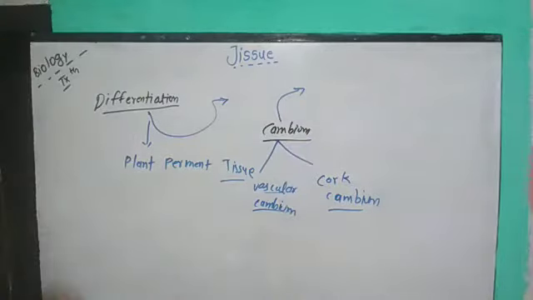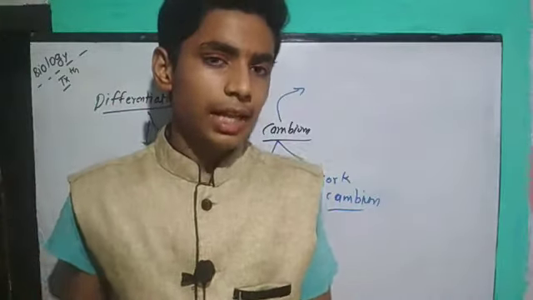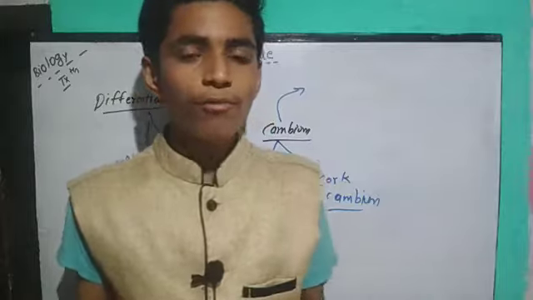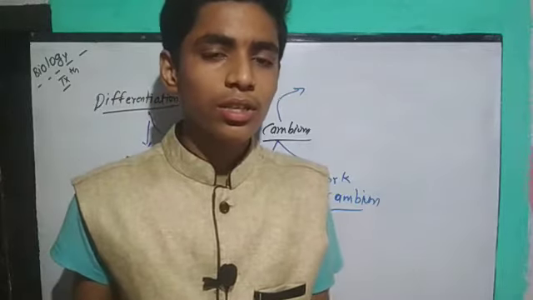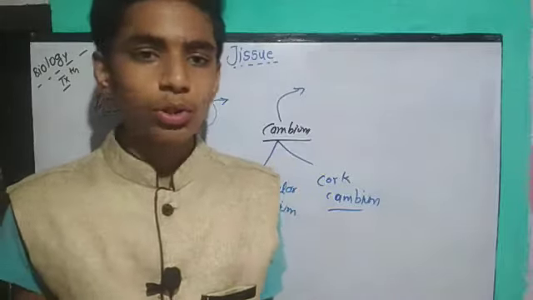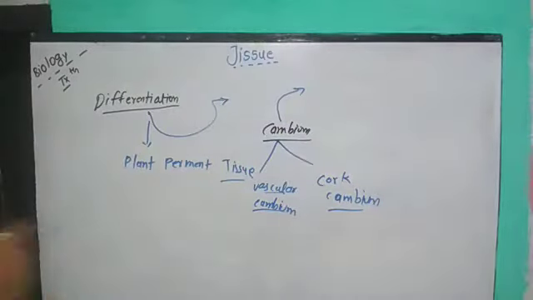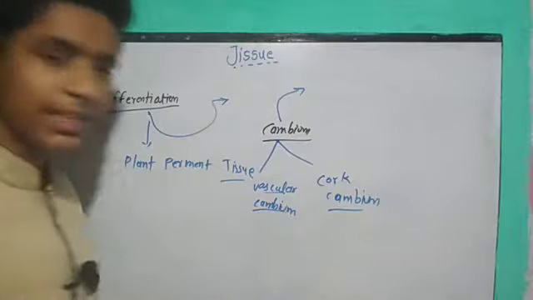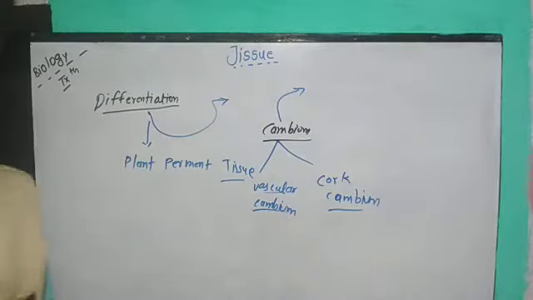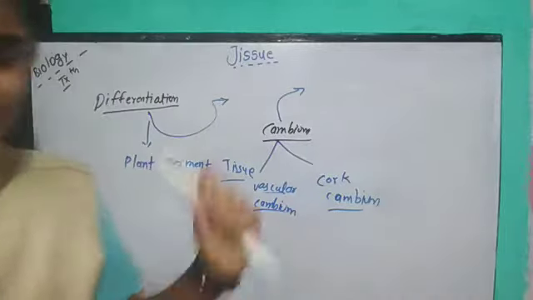Cambium is a type of cells, or we can say a type of tissue, which helps in lateral growth, means the sidewise growth. And cambium is of two types, vascular cambium and cork cambium. Vascular cambium is mostly transportive in nature, whereas cork cambium mostly provides strength to the plant.